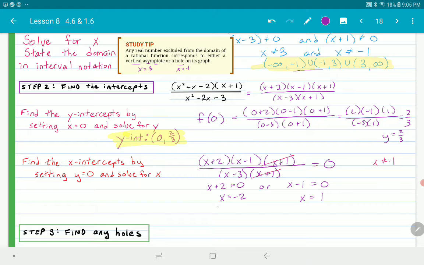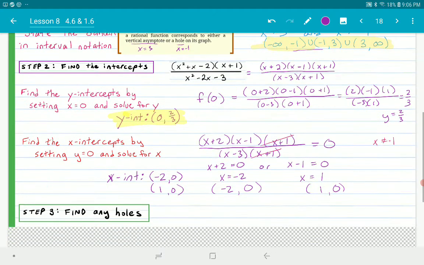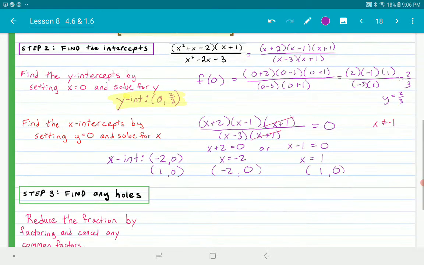So when y is 0, x could be -2 or 1. Those are my two x-intercepts. So my x-intercepts are the 2 points (-2, 0) and (1, 0). So this one crosses the x-axis or touches the x-axis twice. All right, that is step 2, finding my intercepts. Let's go on to step 3.